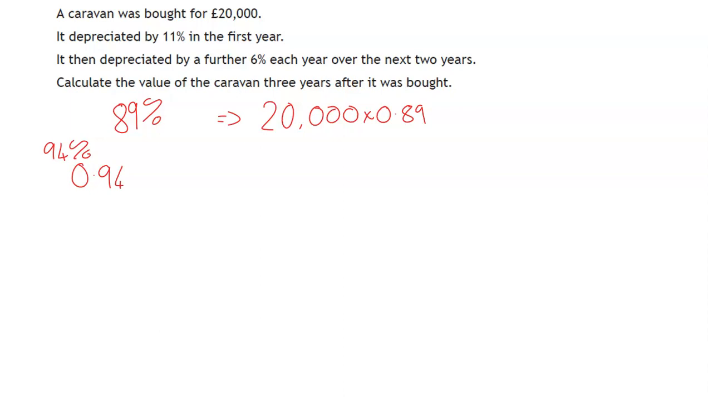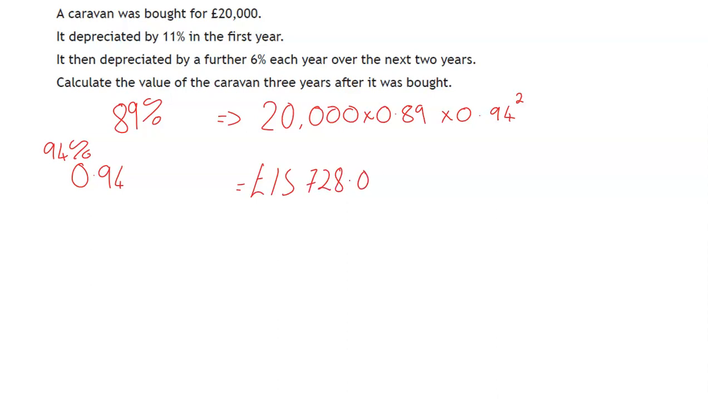This time it doesn't. But what we've got to realise is that we are going to reduce this 20,000 times 0.89 by another 6% for the next 2 years. So essentially, we're going to take the answer to this first calculation and multiply it by 0.94 to the power of 2, because it's over the 2 years. Now, this sort of calculation can actually be done in one go. This is a calculator question. So this calculation can be done in one single go by just firing the numbers into the calculator and getting a solution.